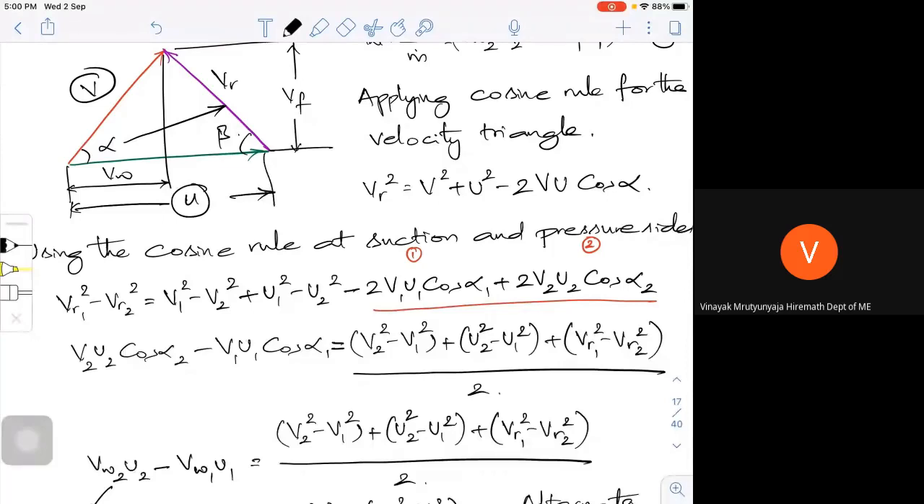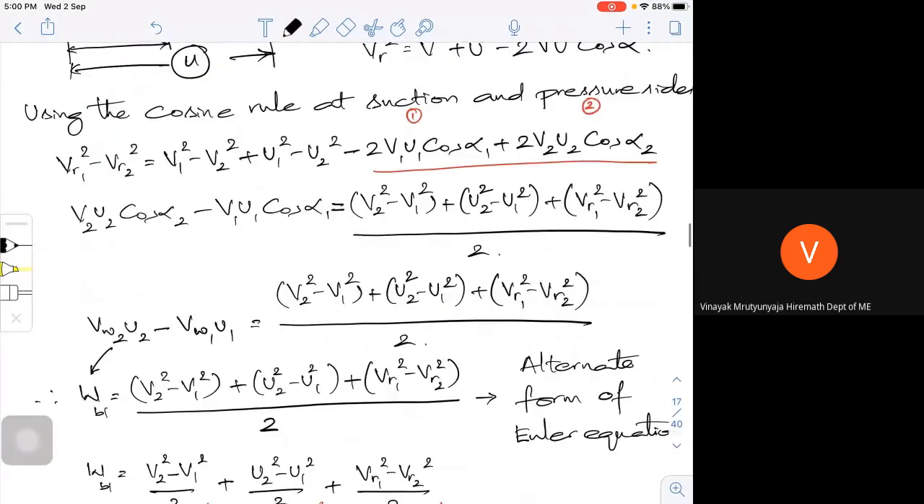And then I'm trying to simplify the same thing, taking terms to the right-hand side or left-hand side. So I'm going to get V2 into U2 into cos alpha 2 minus V1 into U1 into cos alpha 1 is equal to V2 square minus V1 square plus U2 square minus U1 square plus VR1 square minus VR2 square, whole thing by 2. Now, what is this V2 into cos alpha 2? What is V1 into cos alpha 1?